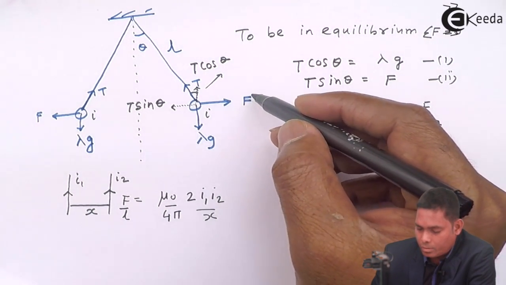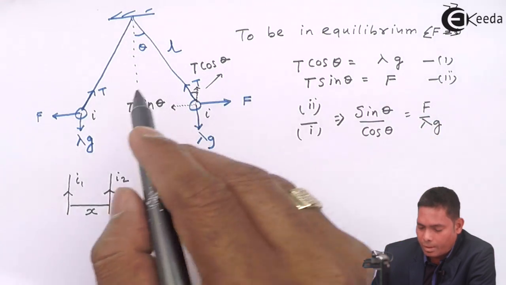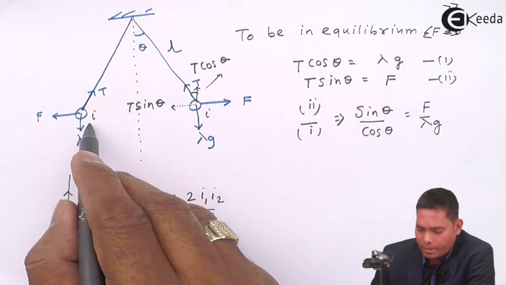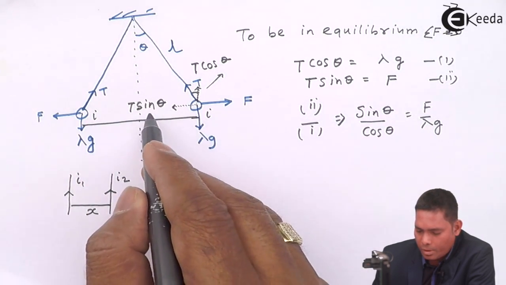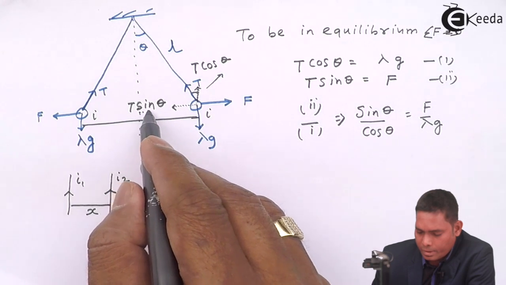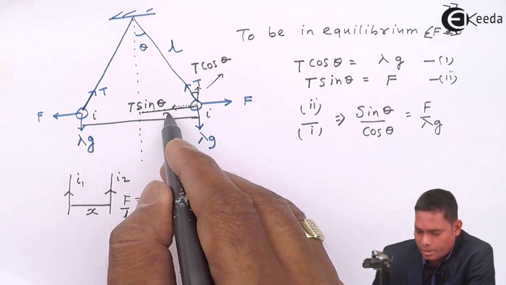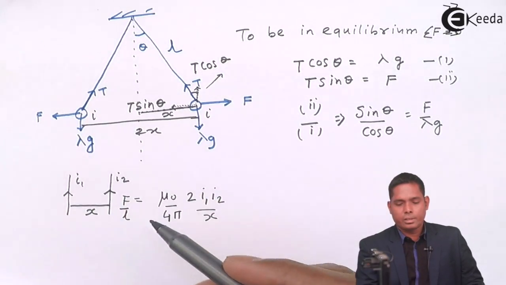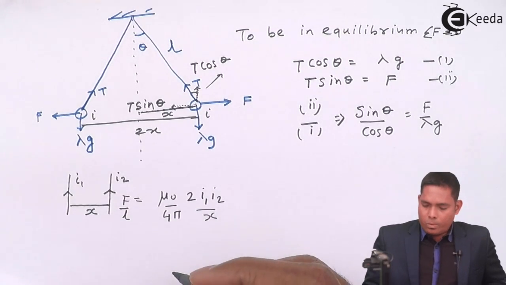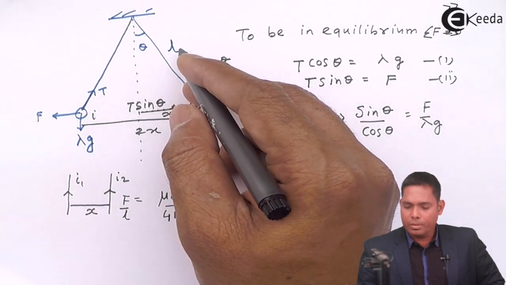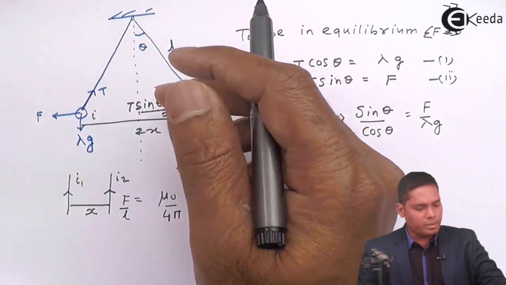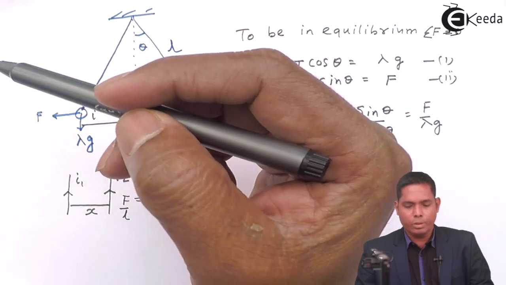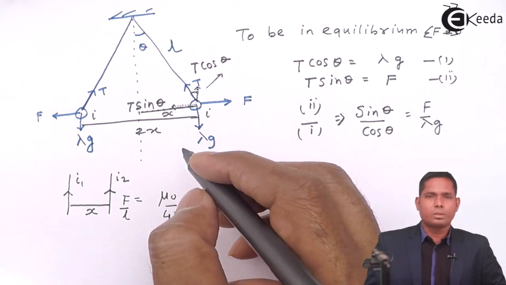Now in this situation these are the two conductors separated by the distance of x. If I say that this distance is x, then the whole distance will be 2x, because this is x and this is x. Now I'll write this x in terms of L, because in the question L is given to us. So we have to write this x in terms of L.